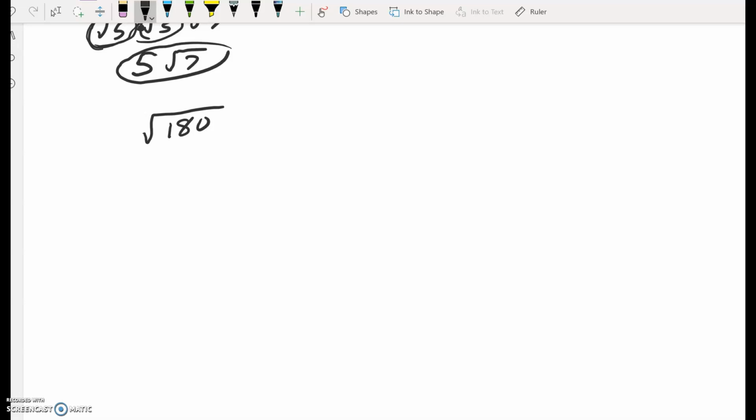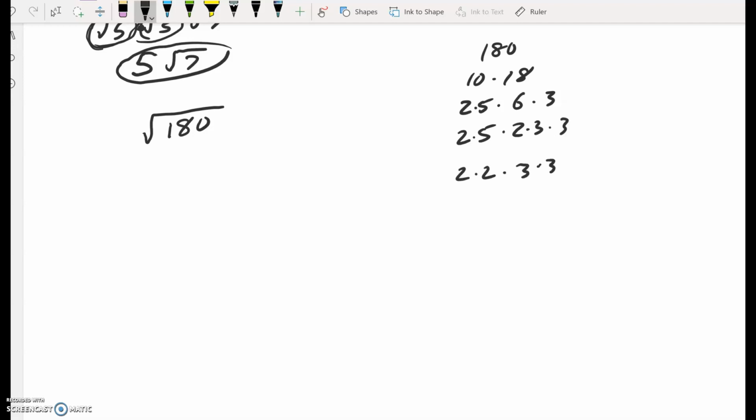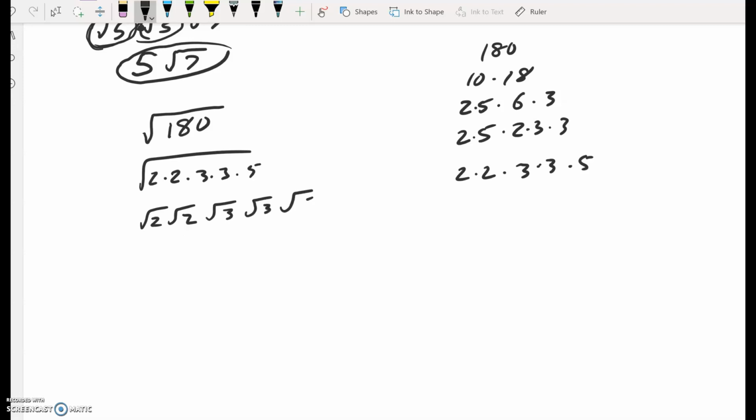Let's simplify it. And so we have 180 equals maybe 10 times 18. 10 is 2 times 5. 18 is 6 times 3. We've got 2 times 5. 6 is 2 times 3 times another 3. That's 2 times 2 times 3 times 3 times 5. So the square root of 180 is the same as this. And now we can break it apart because the square root of a product is the product of the square roots, always, as long as you're dealing with positive numbers.